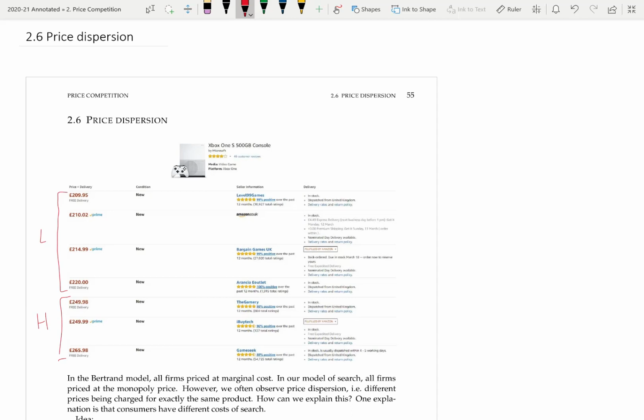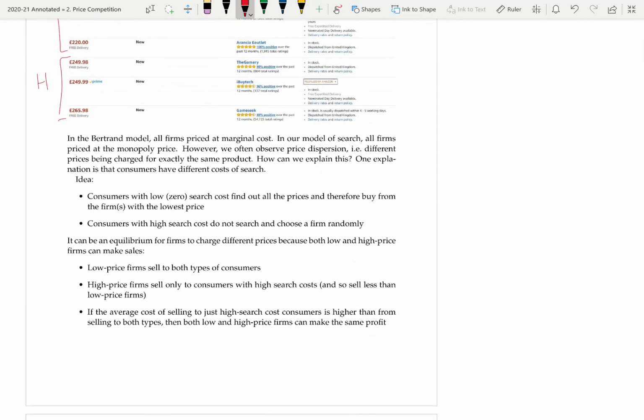One explanation here is that consumers have different costs of search. So the idea here is that consumers with low or zero search costs find out all the prices and therefore buy from the firm with the lowest price. So those consumers would be the ones buying the lower priced consoles. Whereas consumers with high search cost do not search and choose a firm randomly. So consumers with a high search cost could end up either buying at the low price or the high price.